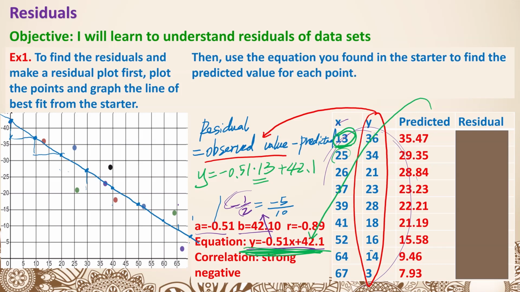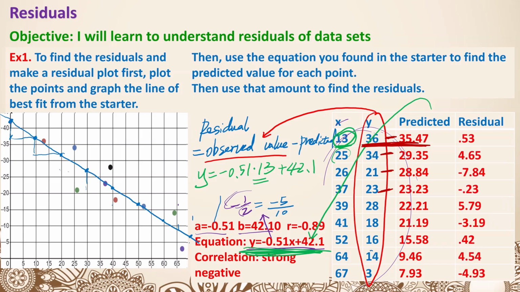After we have found the predicted values, in order to find the residual, it is going to be the observed value minus the predicted. So now we're basically taking the observed minus the predicted. So it's just 36 minus 35.47, 34 minus 29.35, 21 minus 28.84, 23 minus 23.23, and then get all the residuals. So please pause here again and try to calculate out all the residuals. Okay, hopefully you have calculated them out. Here they are. These are the residual values.